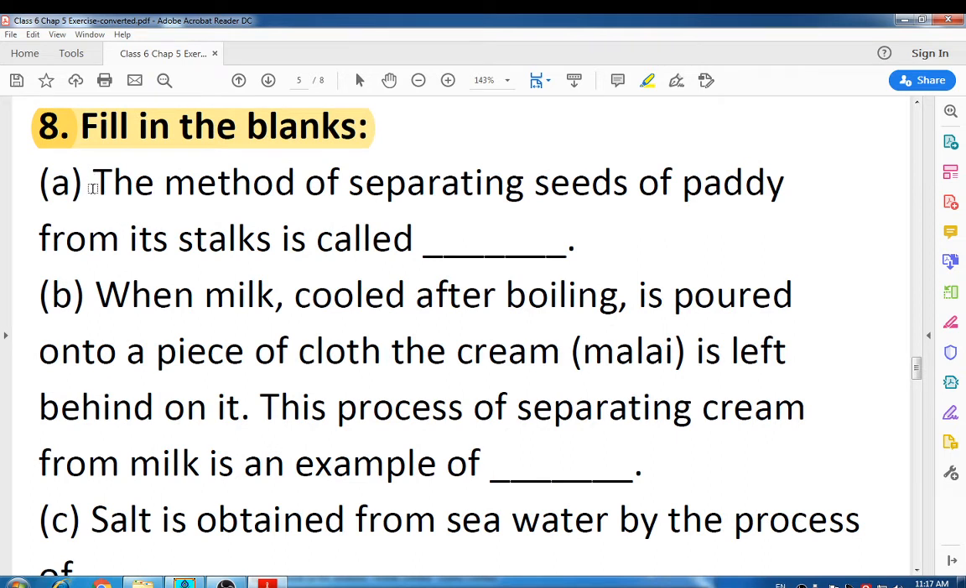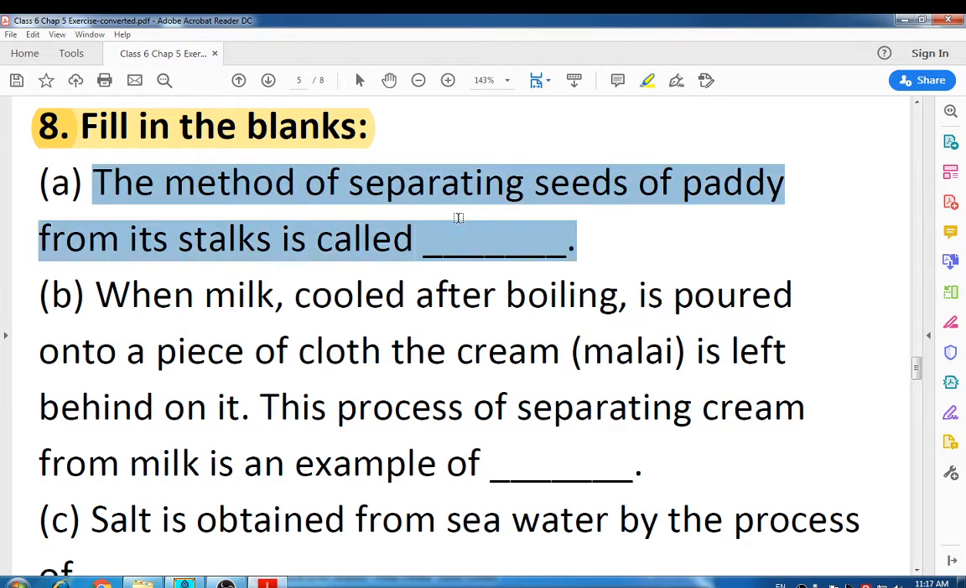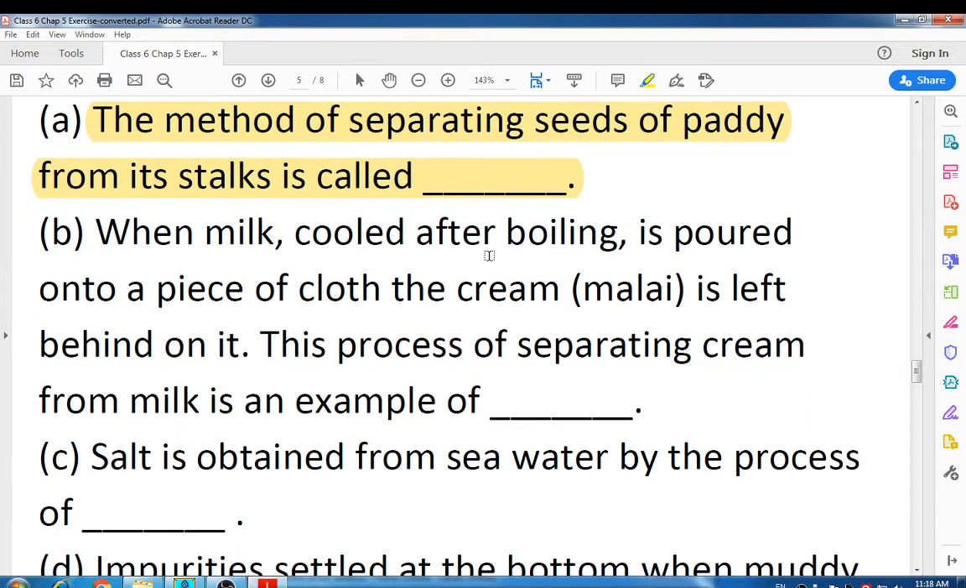First, the method of separating seeds of paddy from its stalk is called. Now here you are beating, okay, from stalks you are separating the grains. So which method? Yes, so the answer is threshing. Okay, first one answer is threshing.